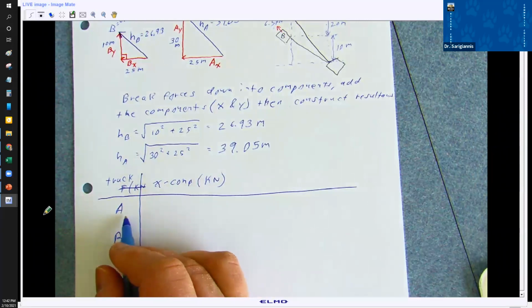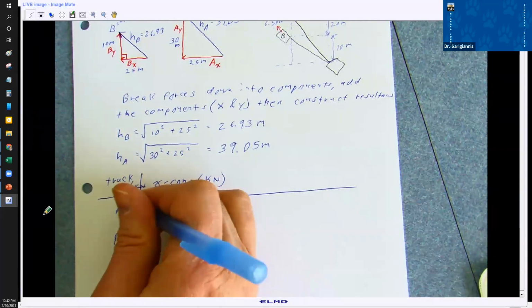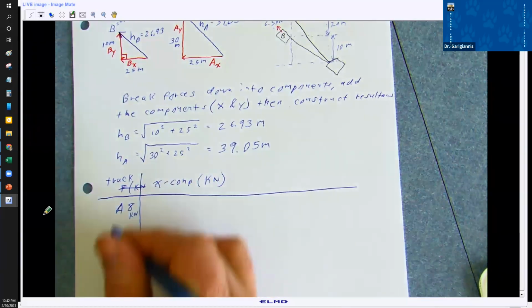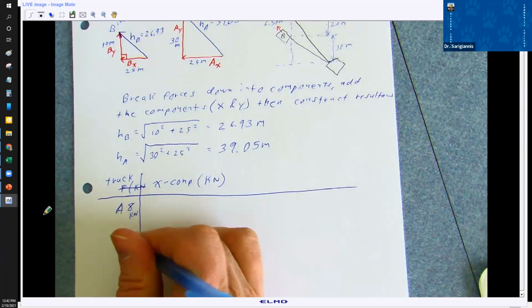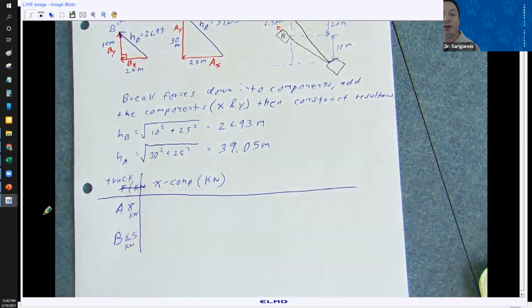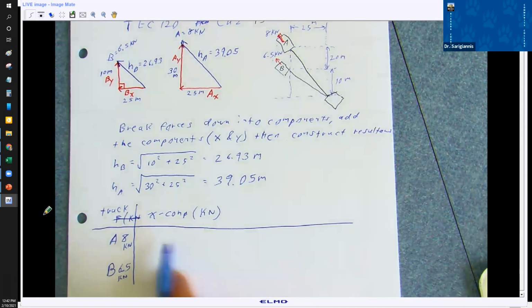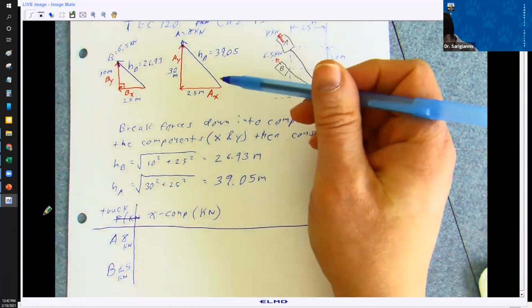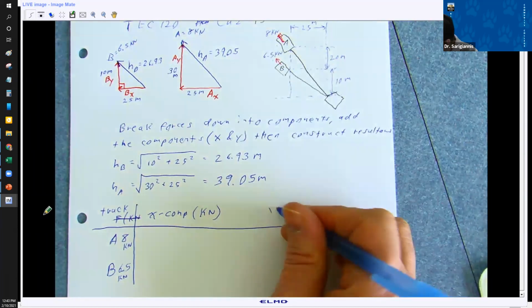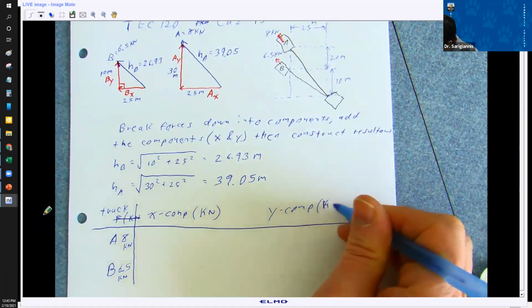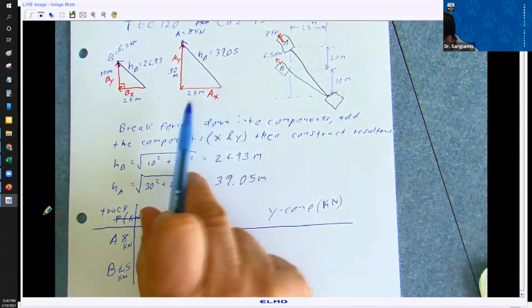Well, what do we got for A? I might as well combine them. This is 8 kilonewtons. And B is exerting 6.5 kilonewtons, right? Those are our hypotenuse of the force triangle. So here we're looking for forces. What's the X component of force for A? Well, let's look at our triangle. And I'll make another column here, Y component. And let me do all the X components first. So we'll start with A.